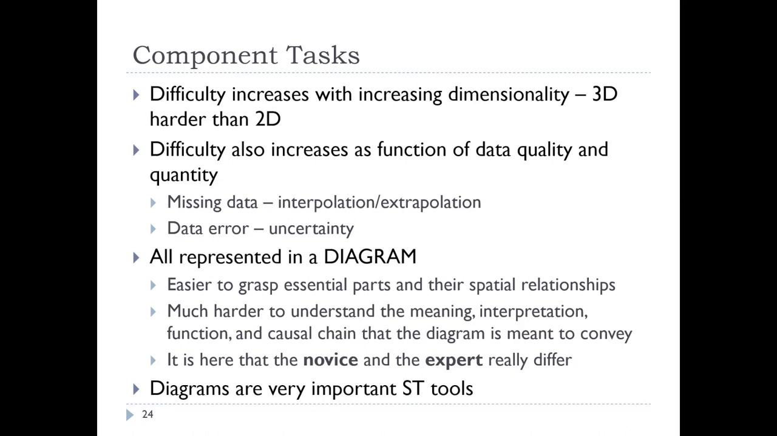And the data that they had had lots of uncertainty in it. And yet they were able to spatially think through that. And that's amazing. You can try to represent data, the whole process, as a diagram. Sometimes it's easier to grasp the essential parts and their spatial relationships when you put it in a diagram. It's a little harder to understand the meaning and interpretation, especially more difficult when you try to get to the causal chain that the diagram is meant to convey, right?